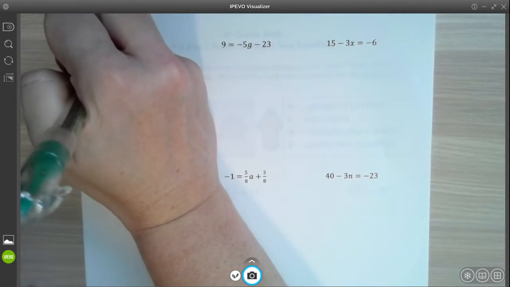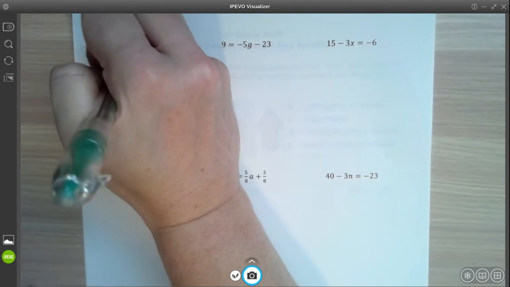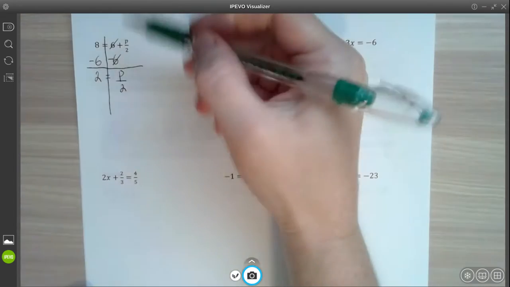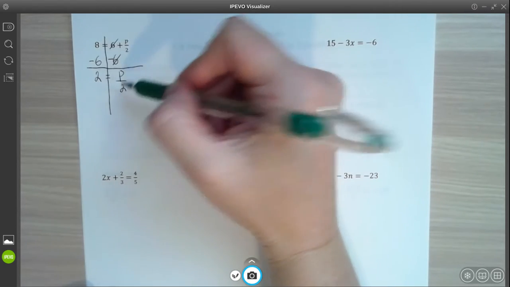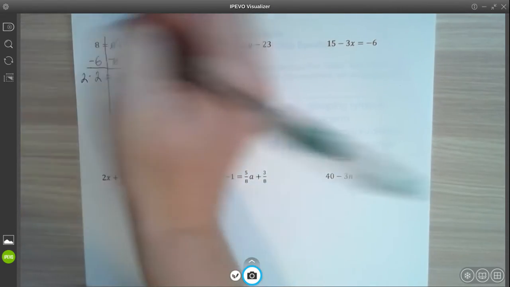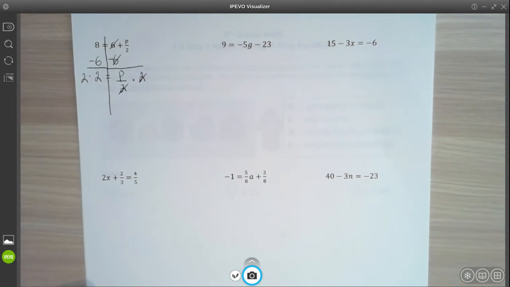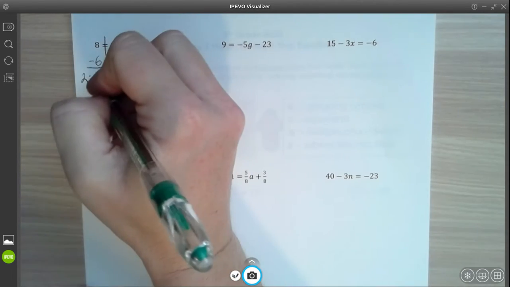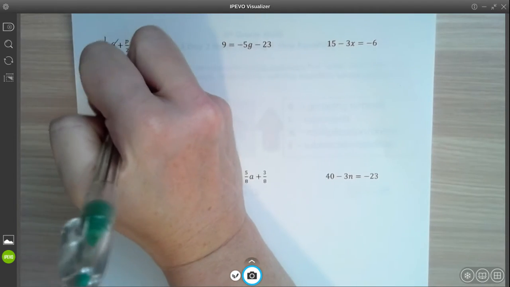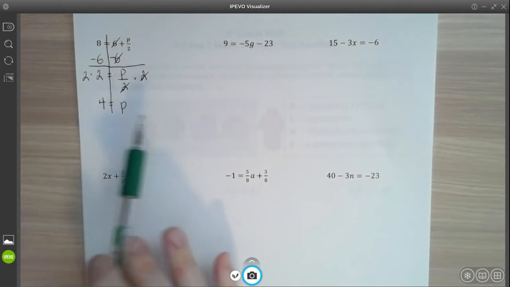On the left, 8 minus 6 is 2. And on the right, we have p over 2. Okay, so now I have p divided by 2. So to get rid of division by 2, I'm going to multiply by 2 on both sides. Okay, and that'll cancel out the 2's on the right. On the left, 2 times 2 is 4. And on the right, we've got p. Okay, so our solution is p equals 4.